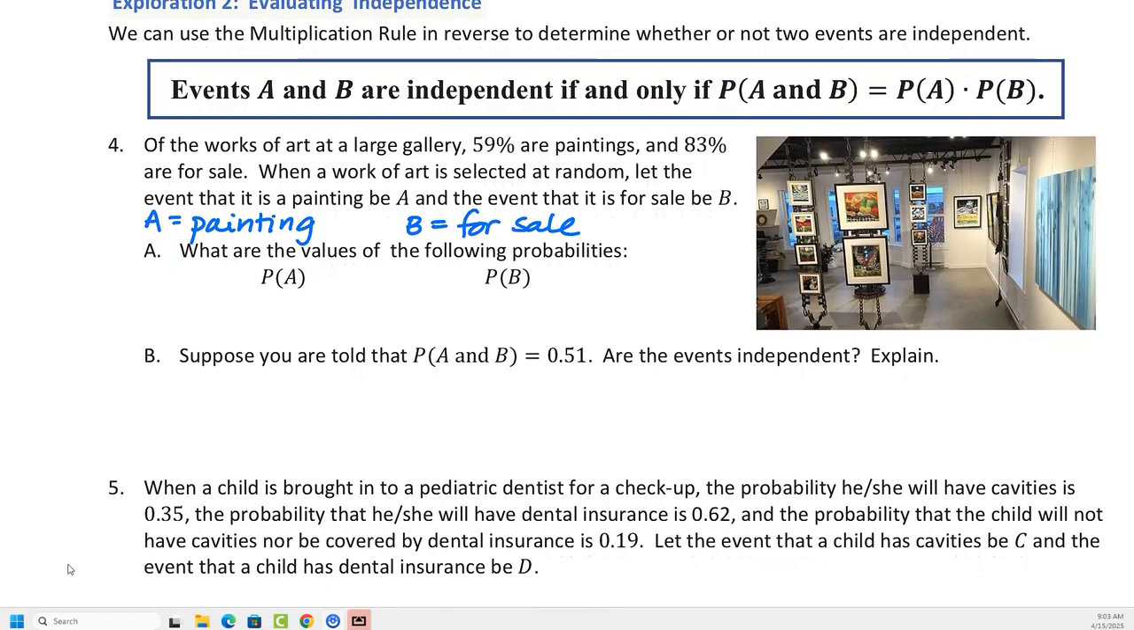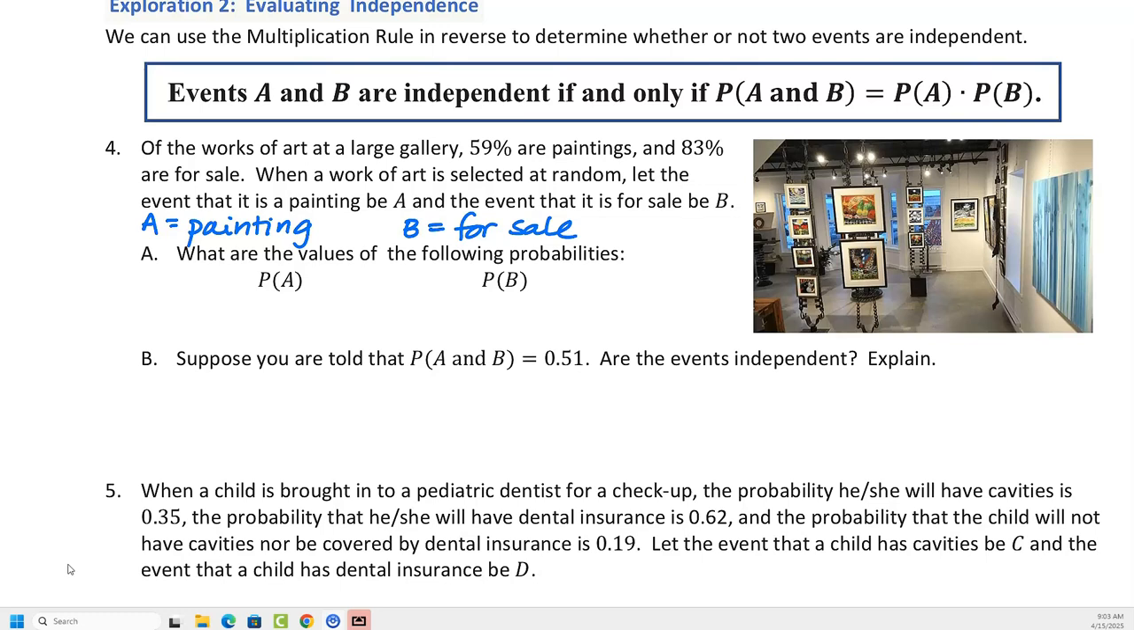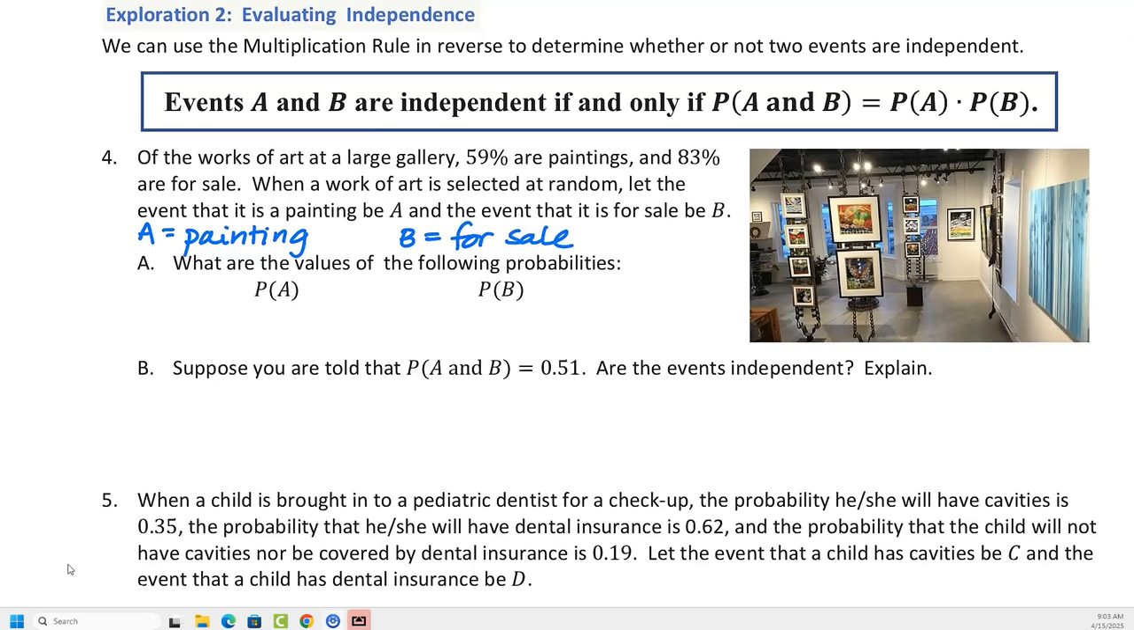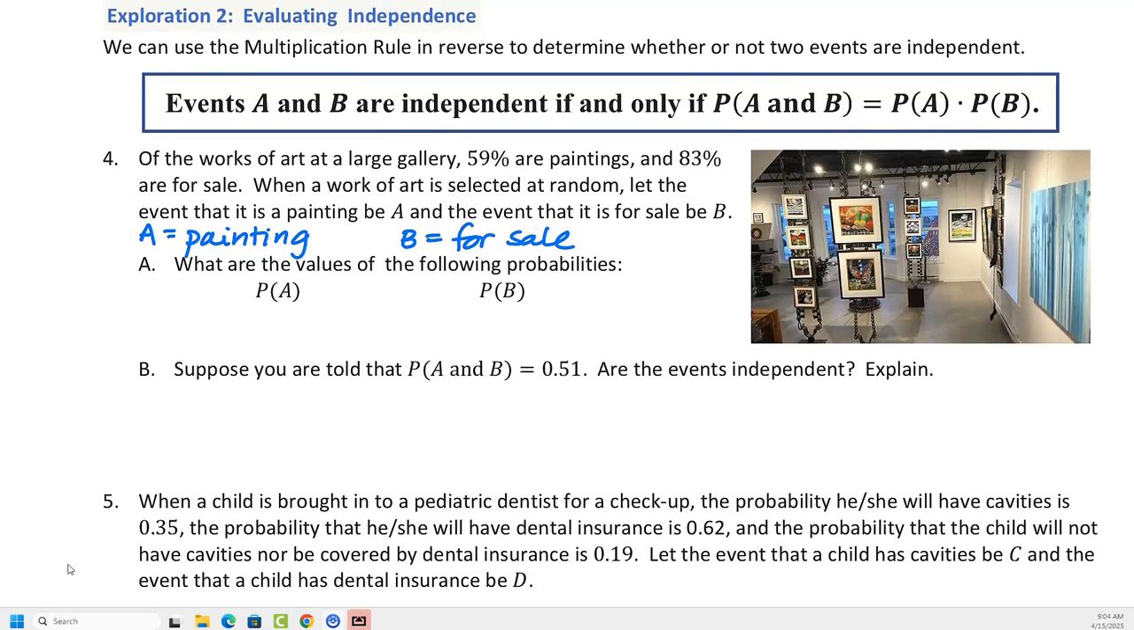It says, what are the values of the following probabilities? The probability of A and the probability of B. Well, they tell you in the problem that the probability of it being a painting is 59%, 0.59, because we have that right here: 59% are paintings.